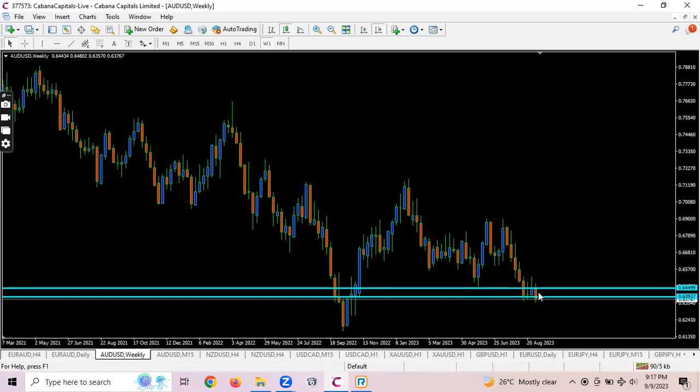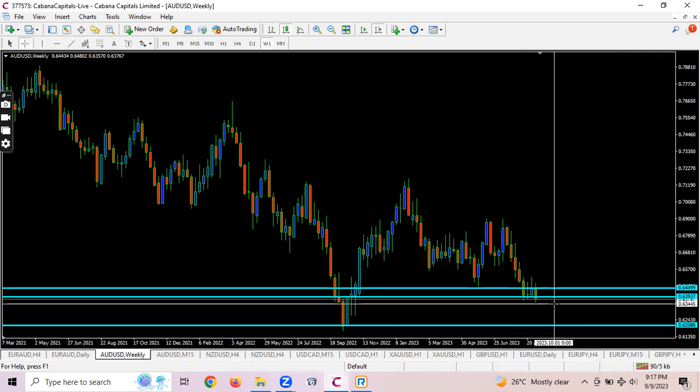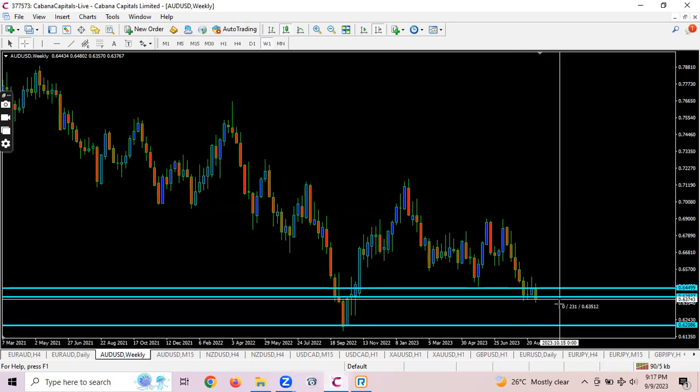Now, since last week closed below this support, the next target could be this support, which is how many pips? It is about 160 pips from the current market price. So it's possible that price would aim for this target. Okay, but like I said, it's possible that the trend changes from bearish to bullish.